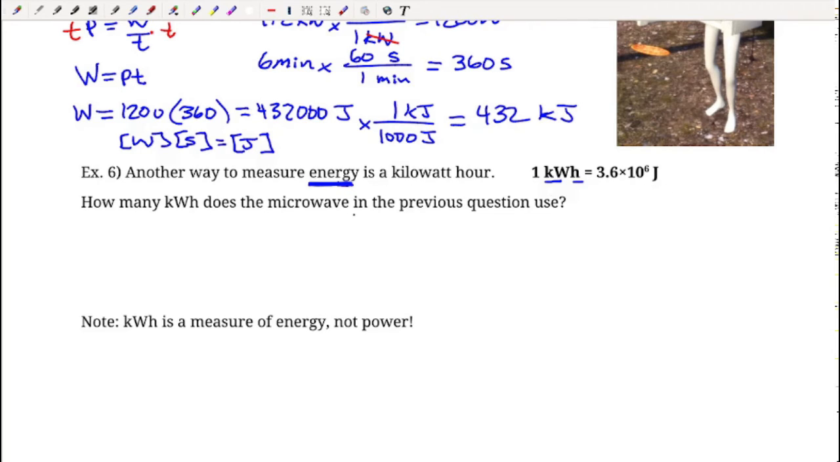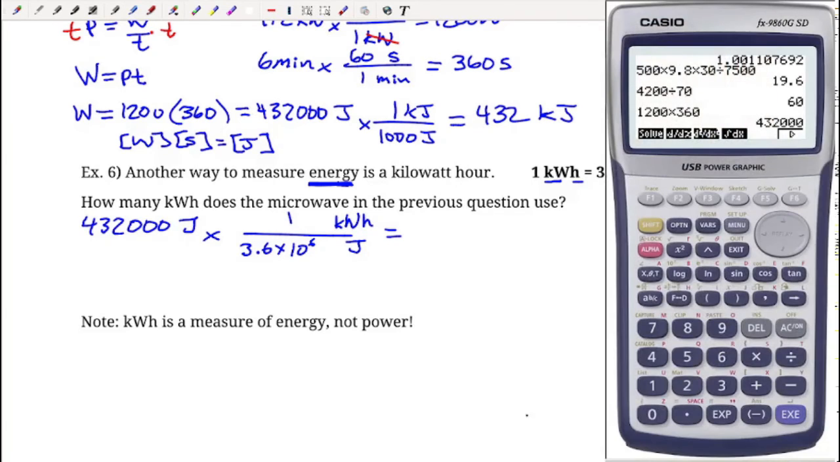So how many kilowatt hours does the microwave in the previous question use? Again, we can use a straight up conversion factor. I'm going to go from 432,000 joules, and I set up my conversion factor. Again, joules on the top needs to cancel joules on the bottom, and I want to end in kilowatt hours. So 1 kilowatt hour is 3.6 times 10 to the 6 joules. Set up your conversion factor and then type that in on your calculator.